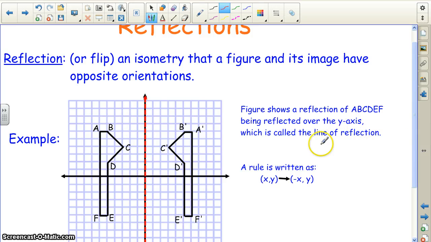I gave you the first one. If we're going to reflect it over the y-axis, or our vertical axis here, the x's and y's stay in the same order. It's just that now the x becomes negative. So if it was positive, like in our pre-image, it becomes negative in our image. Okay, so that's for the y-axis.